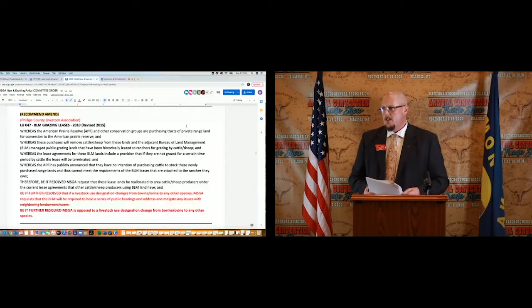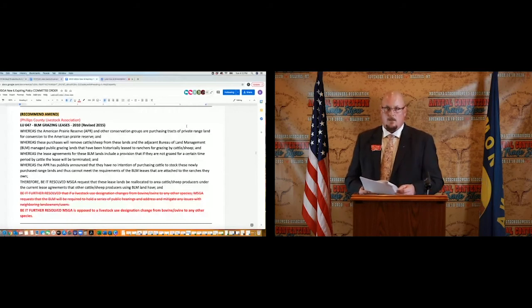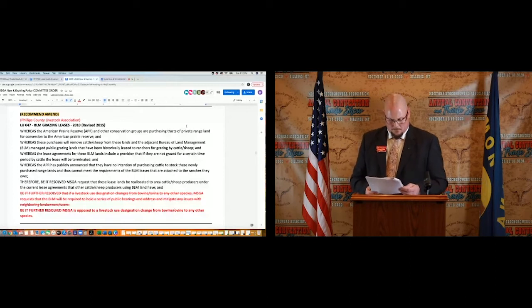If there's discussion on this, please send it in the chat box. Still waiting on discussion. If anybody has discussion on that, please send it in the chat window. This is on LU 047, BLM grazing leases.